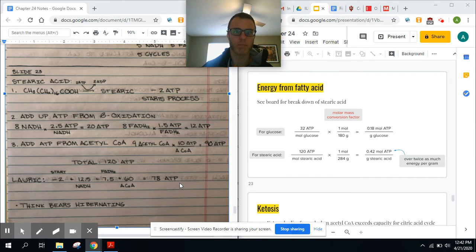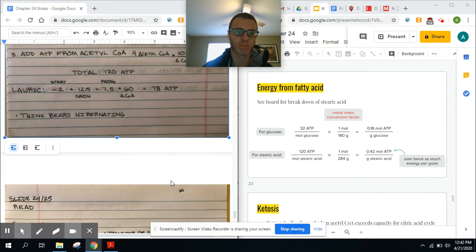Think about bears hibernating. They go into hibernation, they have a big fatty hump. They utilize those fats for energy.